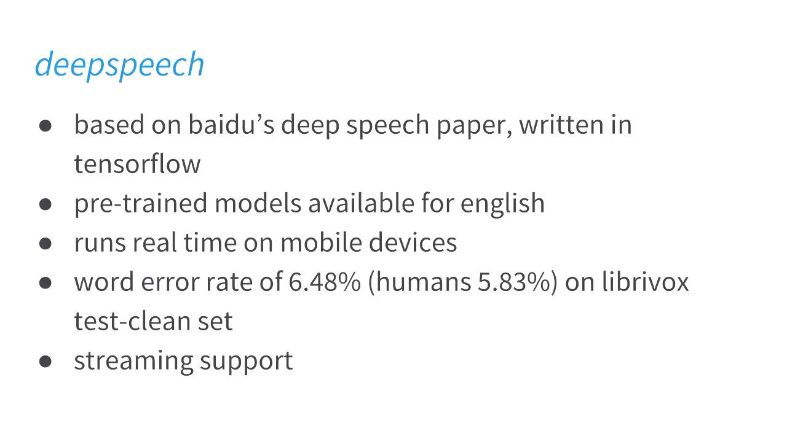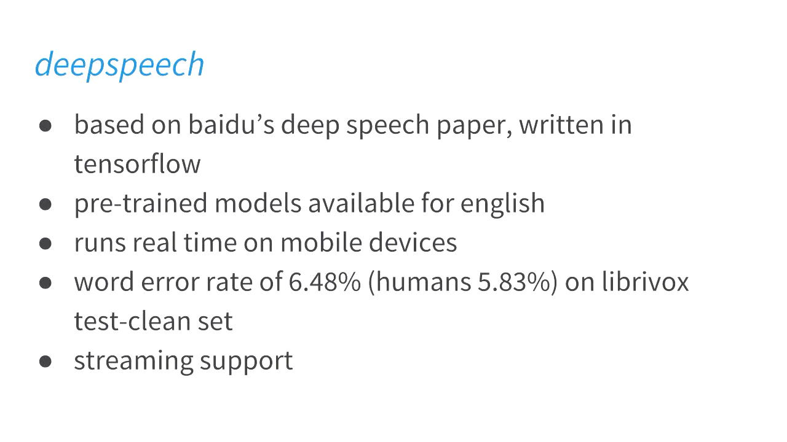So we created DeepSpeech, which is based on Baidu's DeepSpeech paper. It's written in TensorFlow. We have pre-trained models in English. We're working on other languages. It runs real-time on mobile devices. It supports streaming input. So if you have, you know, an hour-long podcast that you want to get transcripts for, you can run that through the model and get output as it goes along. It's got a word error rate of 6.48. This makes it the highest quality open source speech engine, I think, currently.